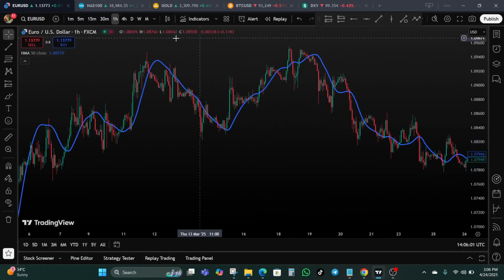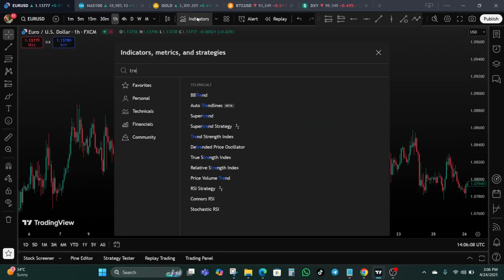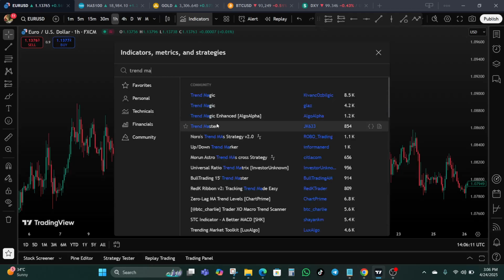The next indicator we are going to talk about is the Trend Magic. All right, let us add the Trend Magic to the chart.